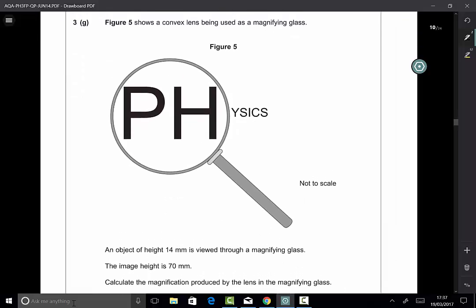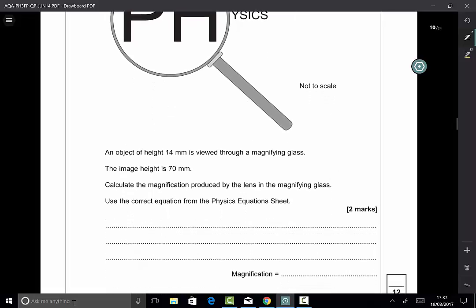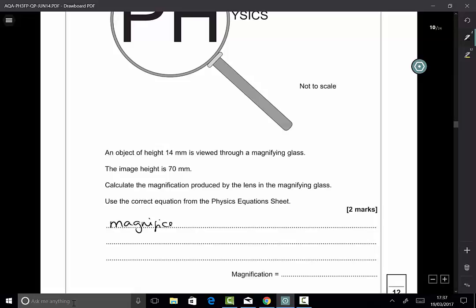Okay, here's a convex lens being used as a magnifying glass. We've got an object height of 14 millimeters and the image height is 70 millimeters. We're asked for the magnification. So again, look at our equation sheet. Magnification is equal to the image height over the object height. So that's going to be 70 divided by 14. Again, pop that into the calculator and that gives us 5.